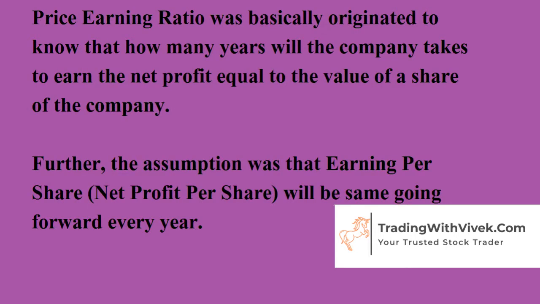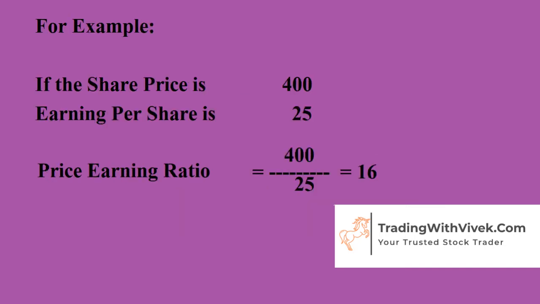So now let's move on to understand the basic concept behind it, why price earning ratio was originated and why it was required at all. It was basically originated to know how many years the company takes to earn a net profit equal to the value of a share of the company. For example, if the share price is 400 and the earning per share of that company is 25 rupees per share, the price earning ratio would be 400 divided by 25, which is equal to 16. So PE ratio would be 16 in this case.